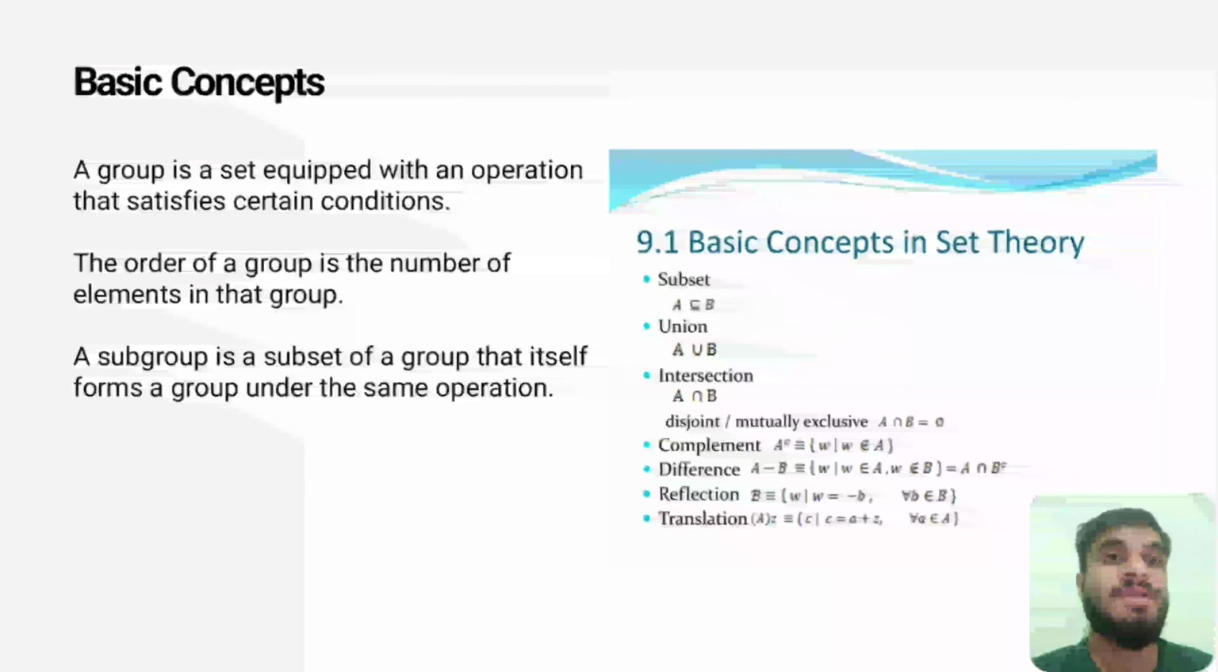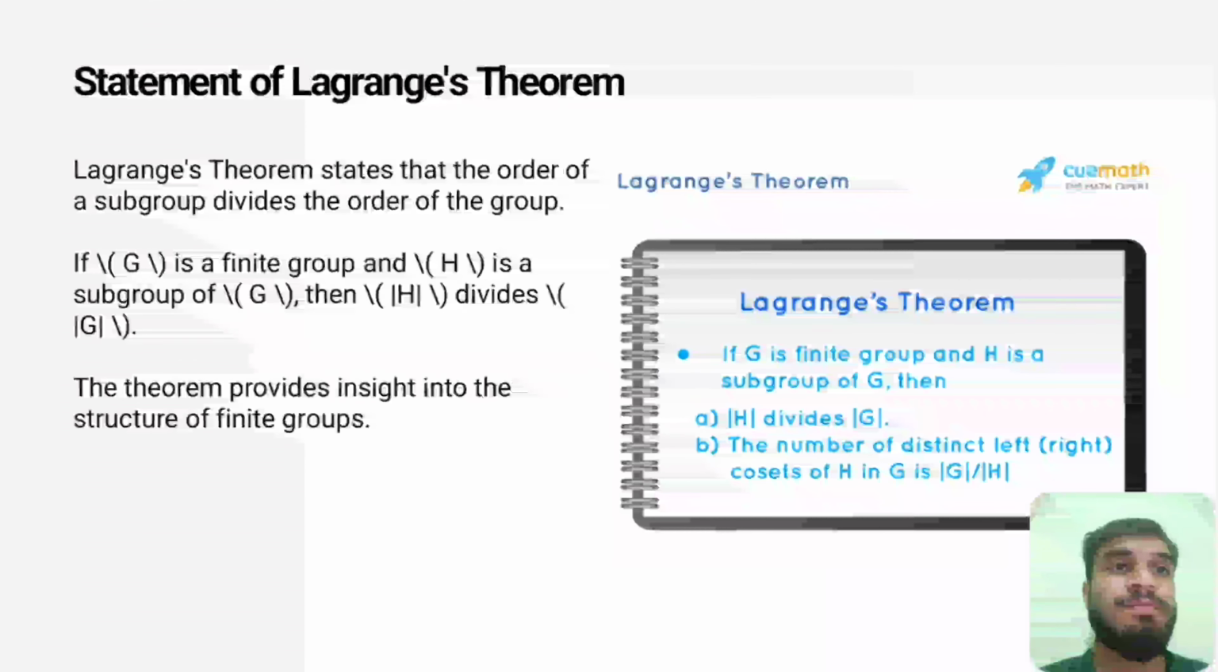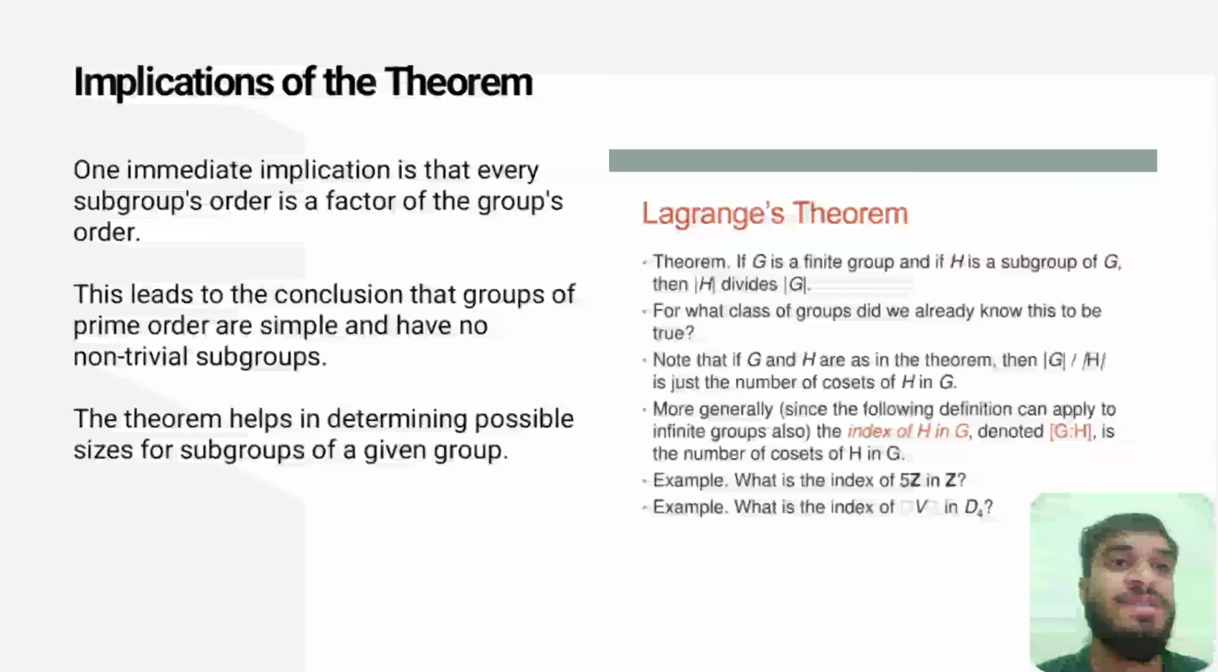Basic concepts: a group is a set equipped with an operation that satisfies certain conditions. The order of a group is the number of elements in that group. Statement of Lagrange's theorem: the order of a subgroup divides the order of the group. Implications: every subgroup's order is a factor of the group's order. That leads to the conclusion that groups of prime order have no nontrivial subgroups. The theorem helps in determining possible sizes of subgroups of a given group.